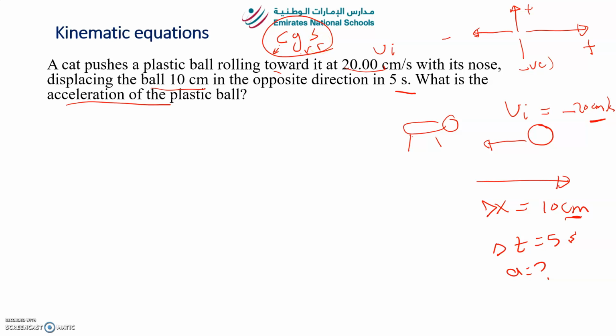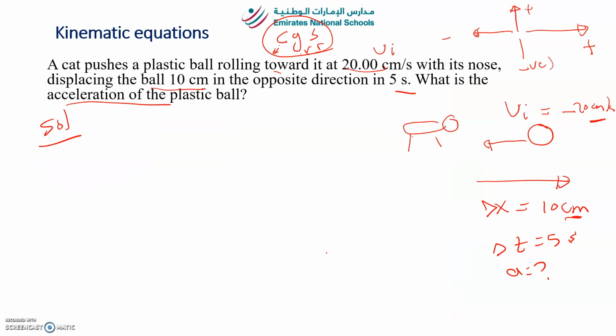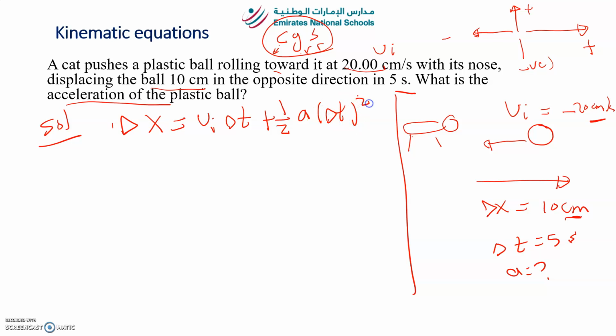Okay, I don't need to convert. So second step, all I need to do is just write the formula and solve the question. Since I have time, I can use this formula because I have V initial, I have time, and I need to find the acceleration. So delta x will equal V initial times time plus half acceleration times time squared, and then apply.